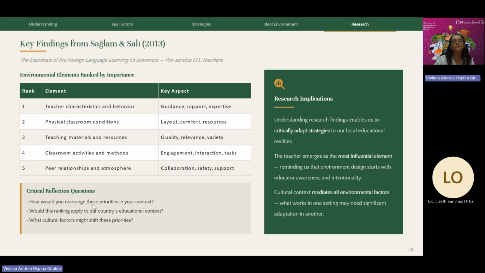How would you rearrange these priorities in your context? Would this ranking apply to your country? What cultural factors might shift these priorities? So I'm wondering if Lisette can hear me. Yes, teacher. Ok, estoy escuchando.